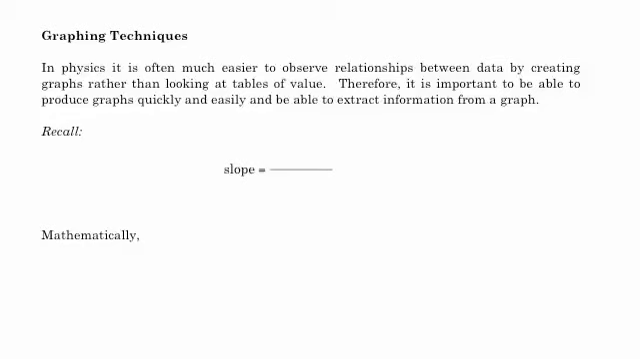Slope in general is equal to rise over run. And if we want to express that mathematically, we call slope m, and m is equal to the change in the y-coordinates over the change in the x-coordinates.